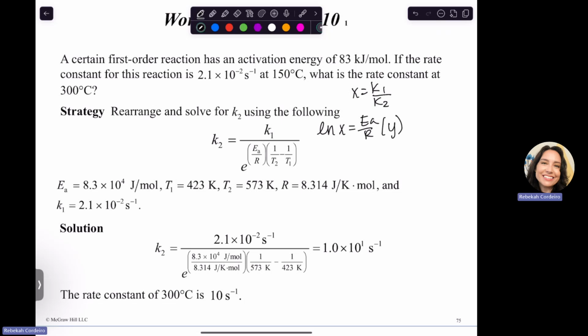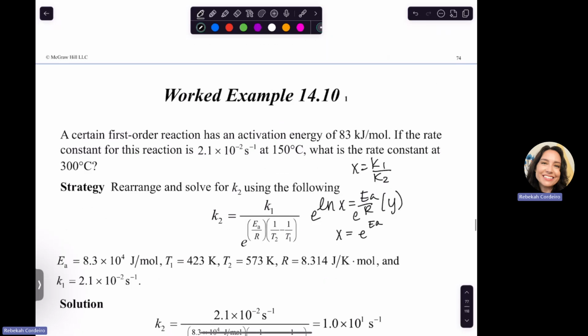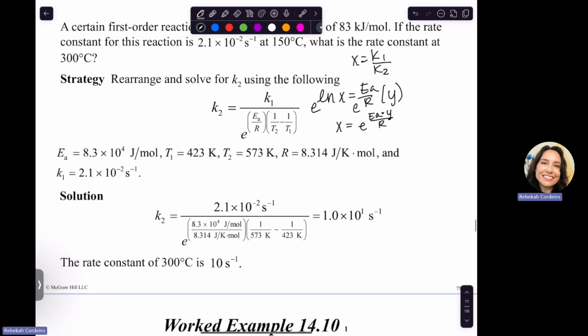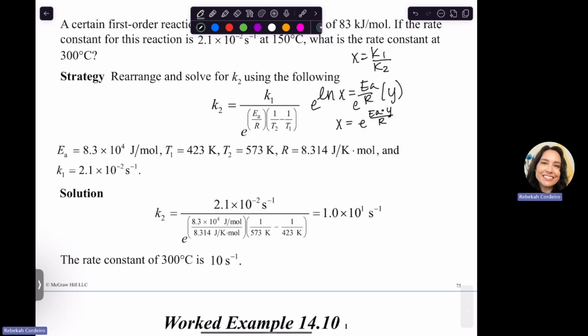And so if I want to solve for X, we would take the exponential of both sides. So X would be equal to e raised to the EA times Y over R. If I know what my EA is and what my R is, I can figure out what my Y is. So we can plug in numbers and get a number for Y, and then we can solve for X. That's kind of what they're doing. And once we have our X, remember X is equal to K1 over K2, so K2 would be equal to K1 over X, whatever your X was.